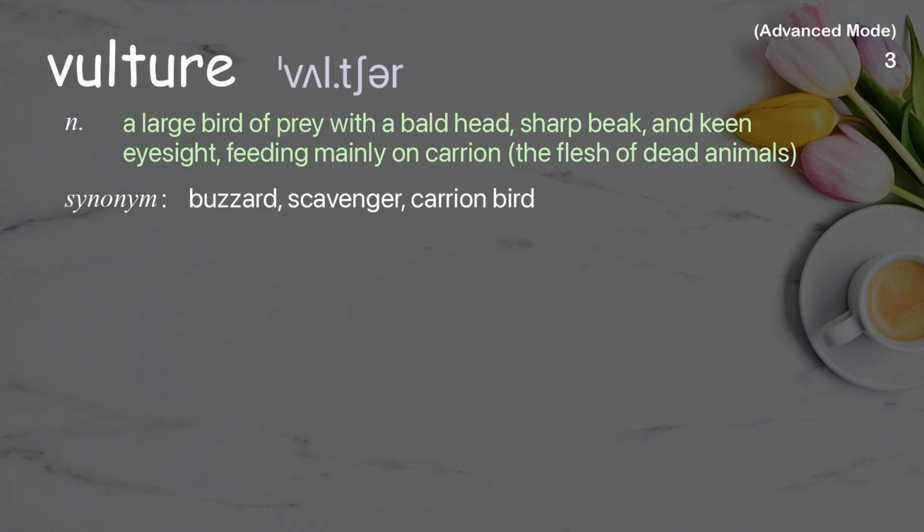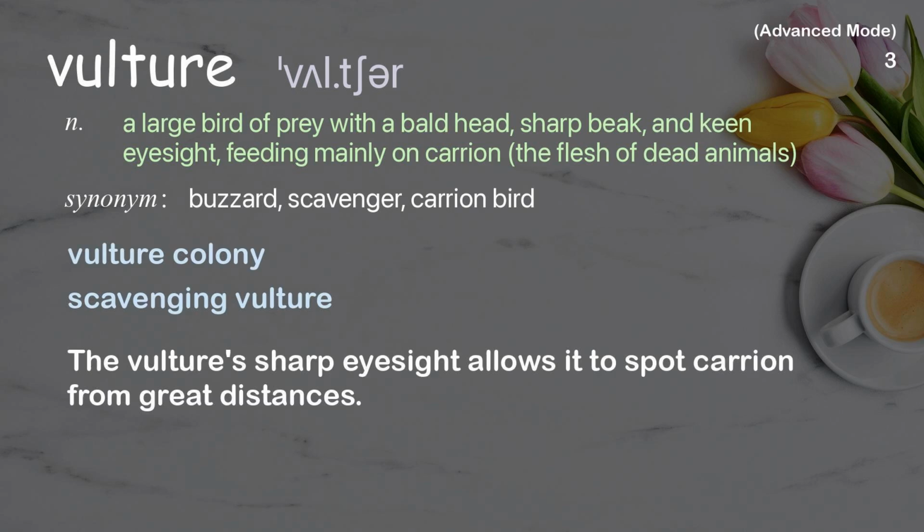Vulture. A large bird of prey with a bald head, sharp beak, and keen eyesight, feeding mainly on carrion, the flesh of dead animals. Examples: Vulture colony. Scavenging vulture. The vulture's sharp eyesight allows it to spot carrion from great distances.